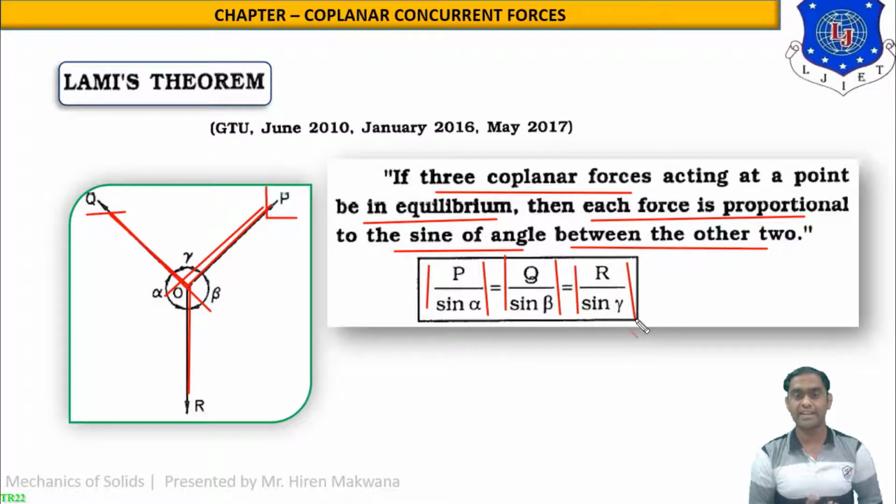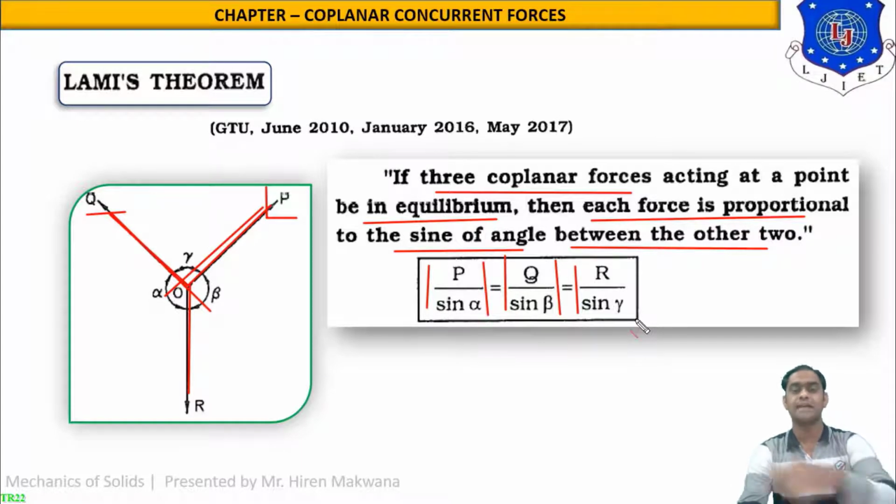So our target is to prove the equation P upon sine alpha is equal to Q upon sine beta is equal to R upon sine gamma. Just remember this equation. In this equation, P, Q and R are three different forces. R is not the resultant of P and Q in this case. All the forces are very individual, not dependent on each other.